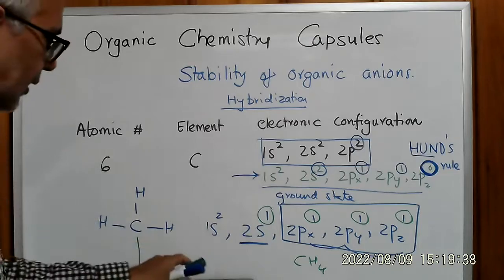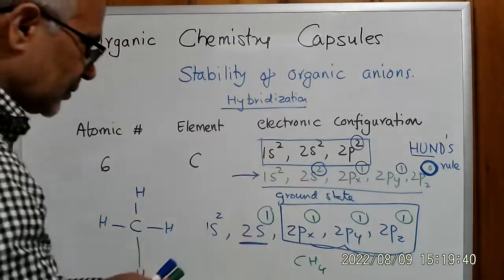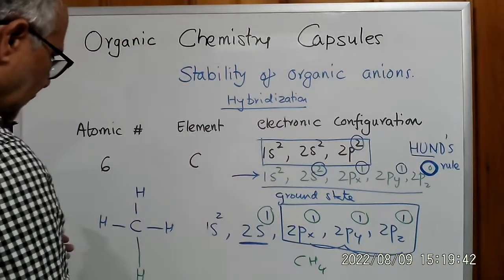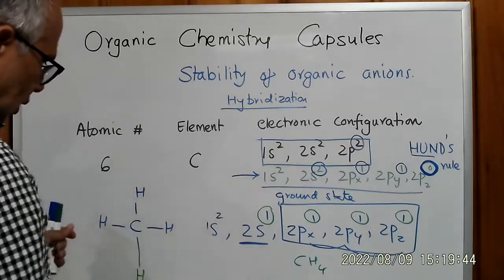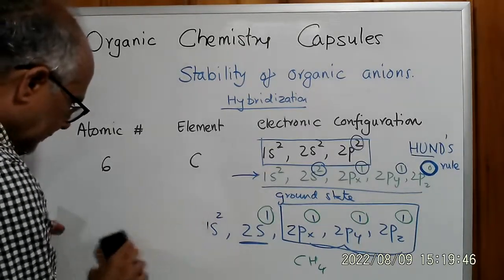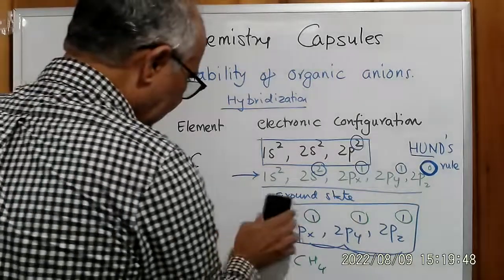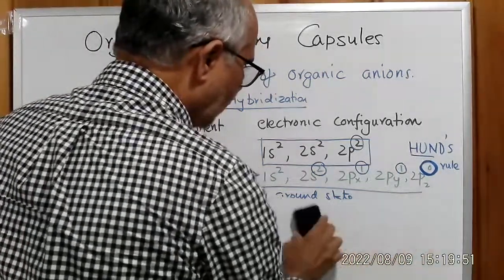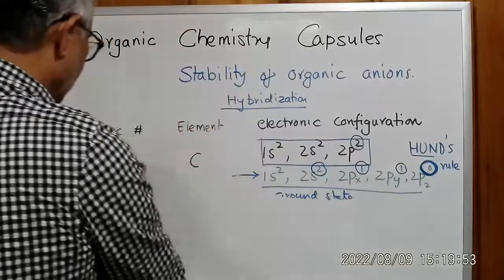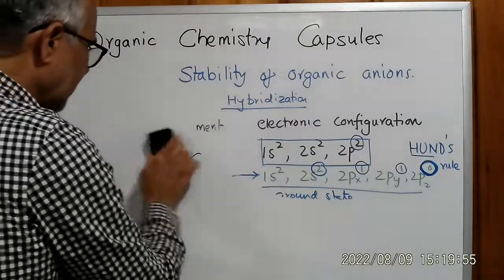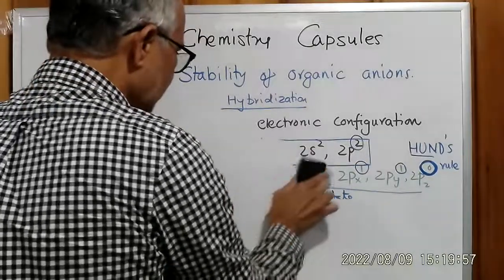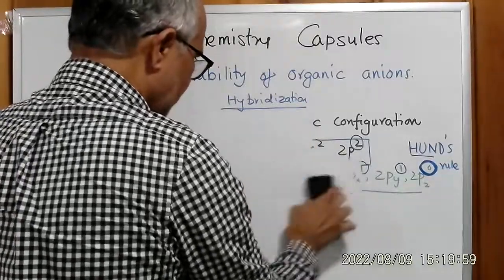But in fact, it's not so, which is proved experimentally. All 4 carbon hydrogen bonds are of equal length and equal strength. So how do we explain that? So let me erase this entire thing now. So that's where the concept of hybridization is put forward.